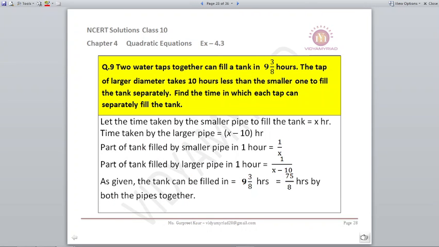Two water taps together can fill a tank in 9 and 3 upon 8 hours. The tap of larger diameter takes 10 hours less than the smaller one to fill the tank separately. Find the time in which each tap can separately fill the tank.